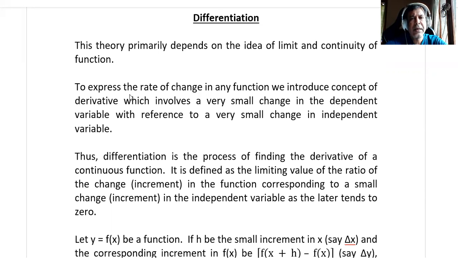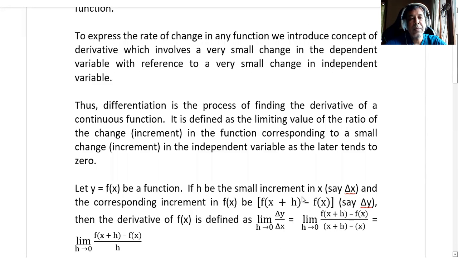which is nothing but rate of change in that function, which involves a very small change in the dependent variable with respect to a small change in the independent variable. So we can say the differentiation is the process of finding the derivative of a continuous function. It is defined as the limiting value of the ratio of the change, that is the increment, in the function corresponding to a small change in the independent variable as the latter tends to 0.